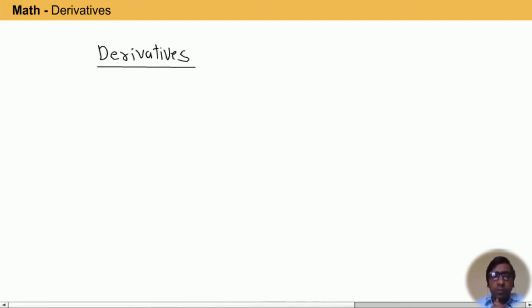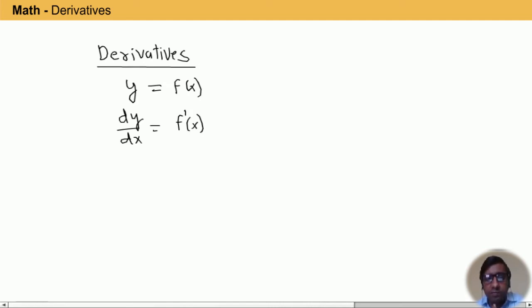So suppose I am having a function, let's say y equal to f(x), then its derivative would be dy over dx. Y equal to f(x), let's say a function. So derivative dy over dx, f dash x. This is the derivative.